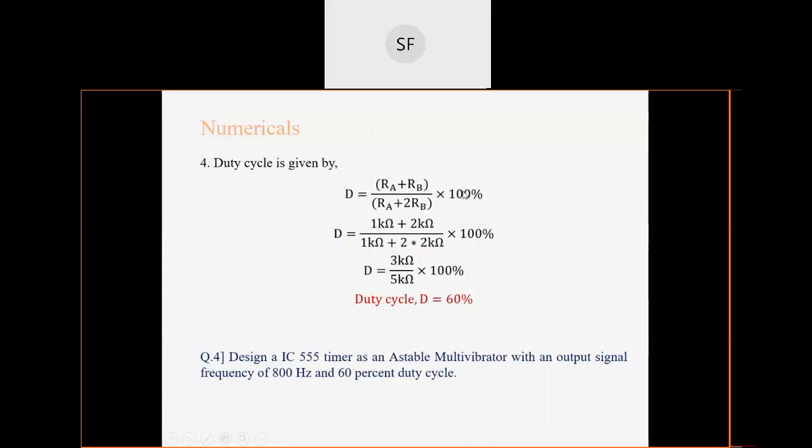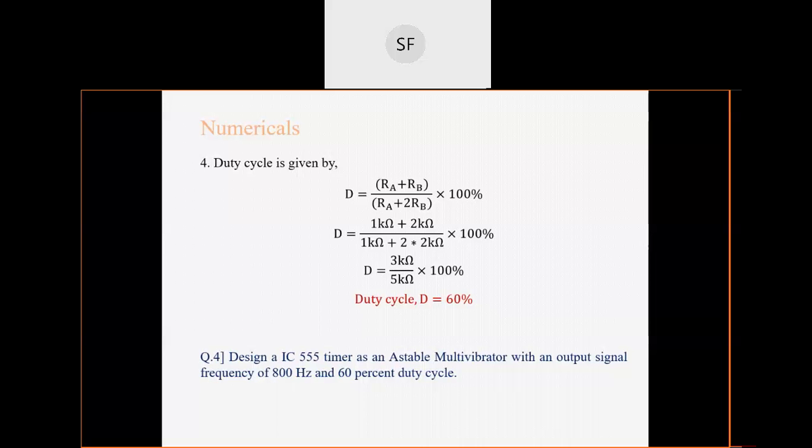And final is duty cycle. So we have the expression for duty cycle as well. So I just put the values here: 3 divided by 5 multiplied by 100. So always remember, duty cycle is generally measured in percentage. So final value of duty cycle will be 60%. Alright. So in this way you can calculate the values by remembering the expression and by putting the values there.